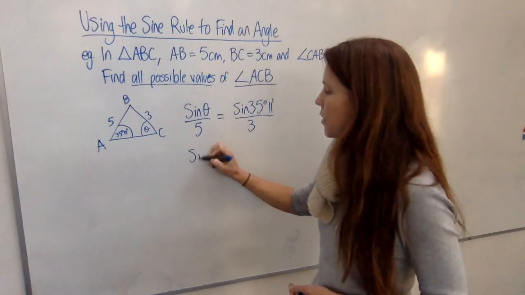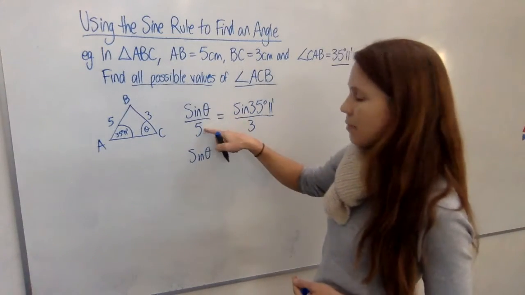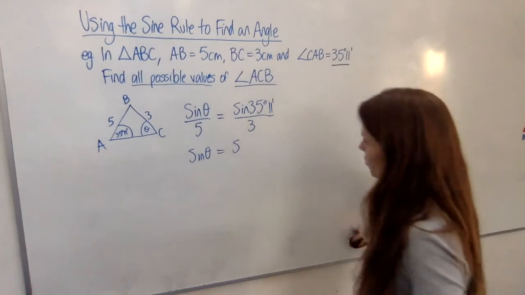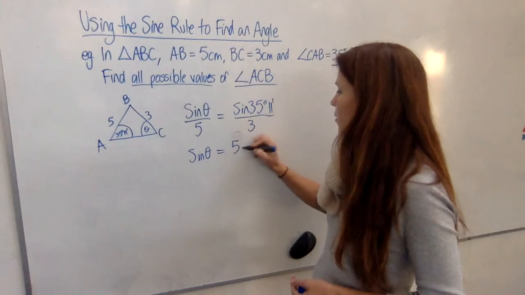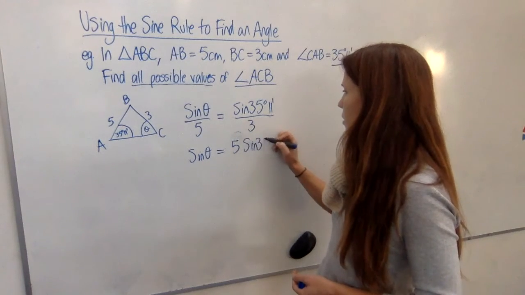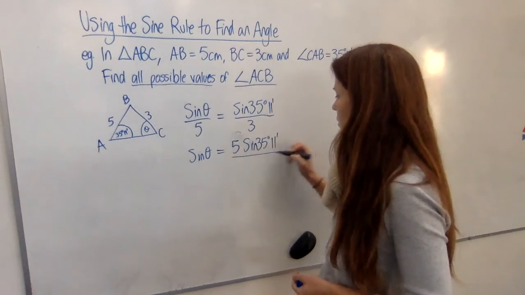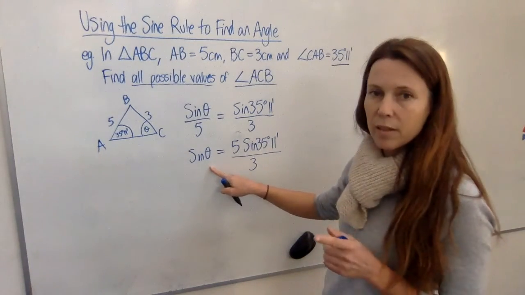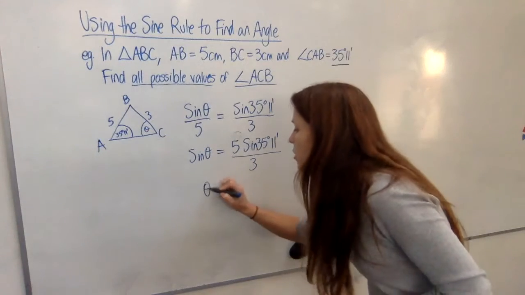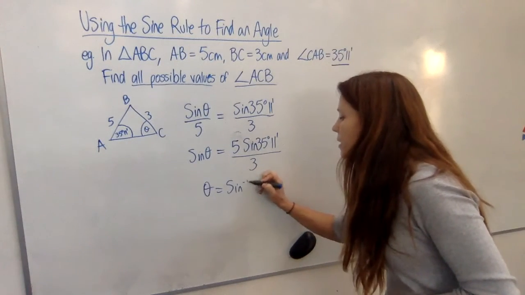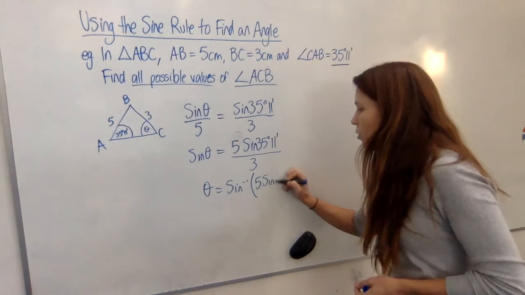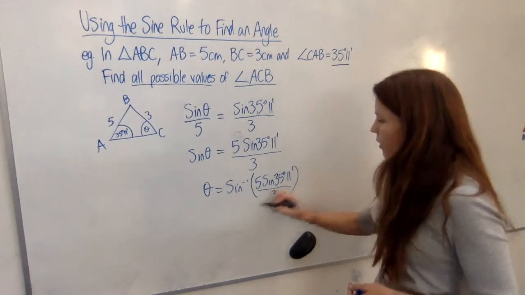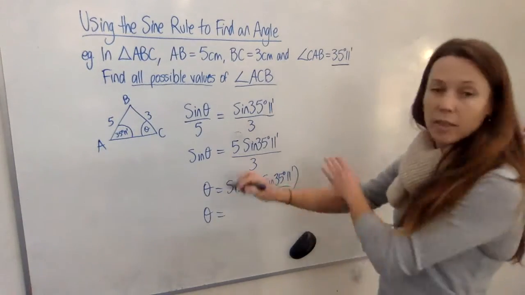Okay, now just to get the sine theta by itself, obviously it's divided by 5, so if we multiply both sides of the equation by 5, in fact, let's just start by writing 5 in there. 5 lots of sine 35, 11 over 3. Now I have an expression for sine theta. We don't want sine theta, we want theta itself. So obviously what we need to find now is the inverse sine of all of that over 3. Okay, don't reach your calculator till you're here.